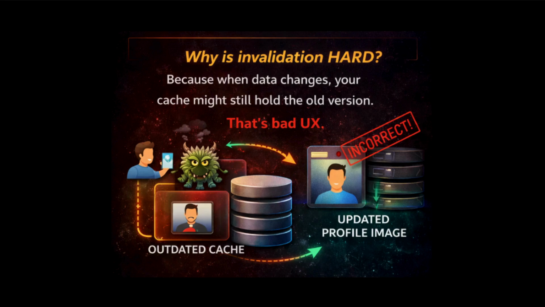Why is invalidation so hard? Because when data changes, your cache might still hold the old version and that's bad UX. We balance performance versus freshness versus complexity, and that's where real system design comes in. So invalidation fixes the data, but what about the distance? If your server is in the US and the user is in India, the speed of light becomes your new bottleneck. So that's why we use CDN and edge caching.